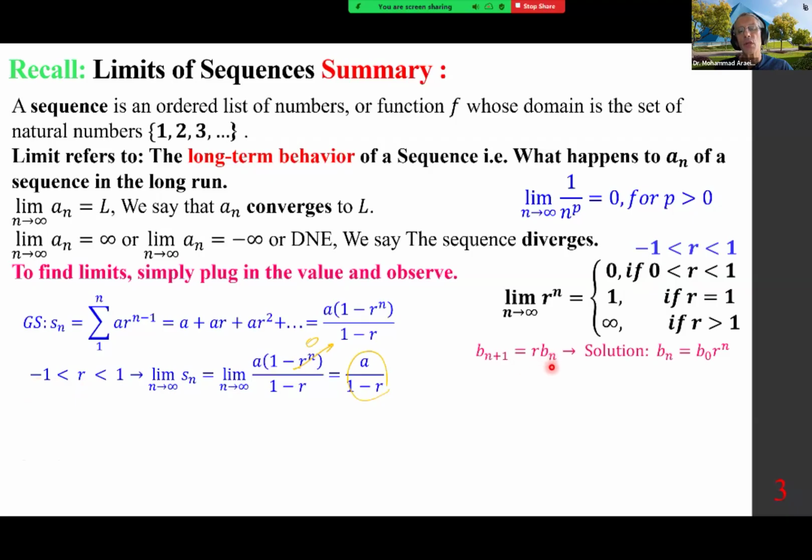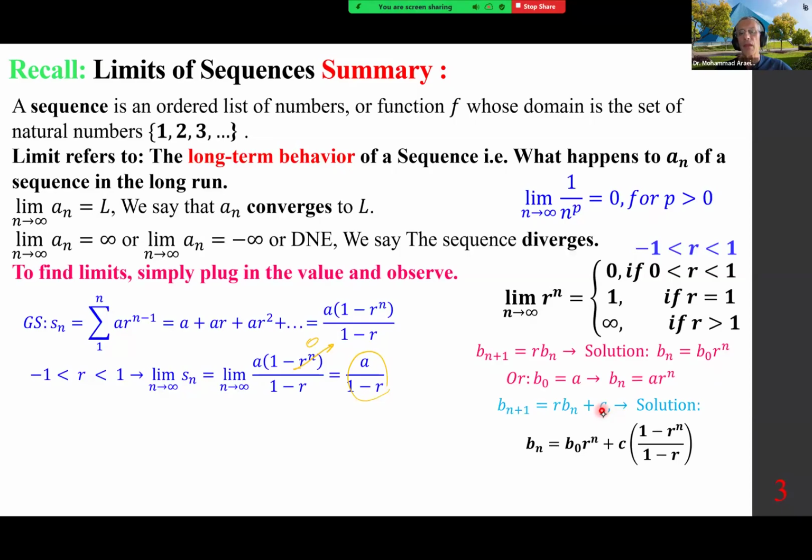b sub n plus 1 is r b sub n. That's the recursive solution. And b sub n is b sub 0 r to the power of n, where b sub 0, in some texts, they call it a. That's the general solution, the explicit solution. And if we add a constant, like giving medication to patients at a specific time step, then this formula persists, and then we add plus c times 1 minus r to the power of n over 1 minus r because of the constant, and remember a or b sub 0.